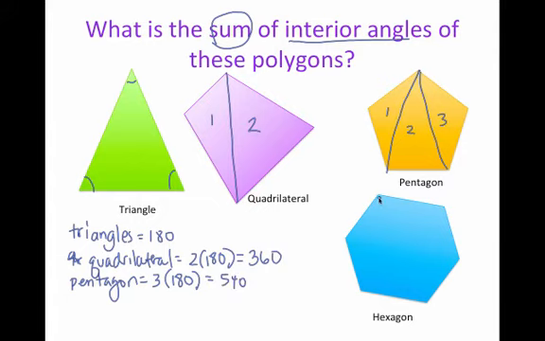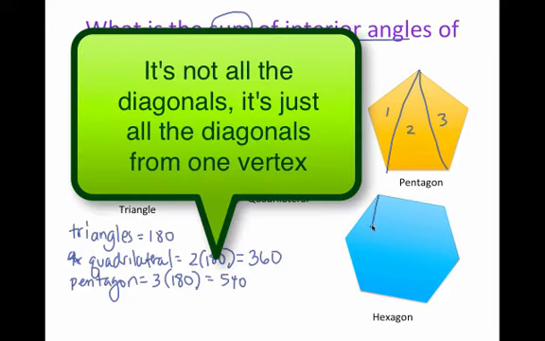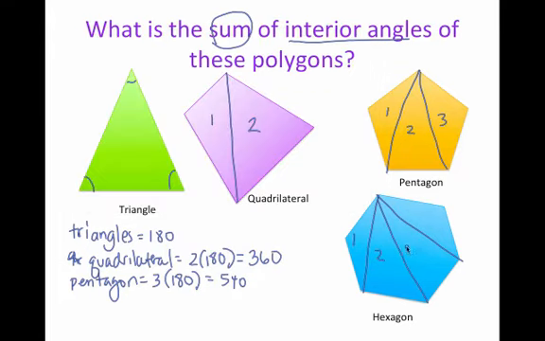And lastly, we have a hexagon. If I draw the diagonals in a hexagon, and I remember a hexagon has 6 sides, I end up with 4 triangles. And 4 times 180, because each triangle has a sum of 180, all the angles in a hexagon add up to be 720. There's a pattern here, and it's a theorem. It's called the Polygon Interior Angle Sum Theorem. I'm going to talk about it in the next slide.